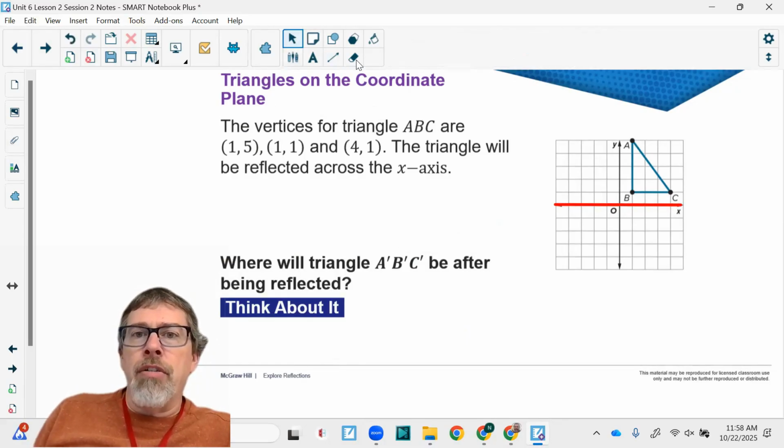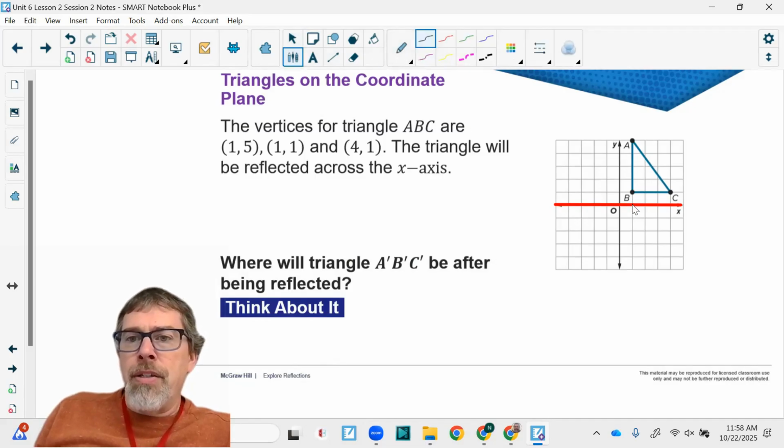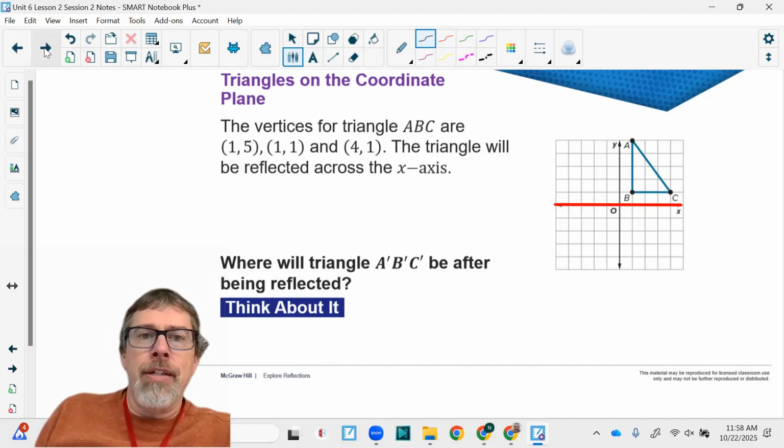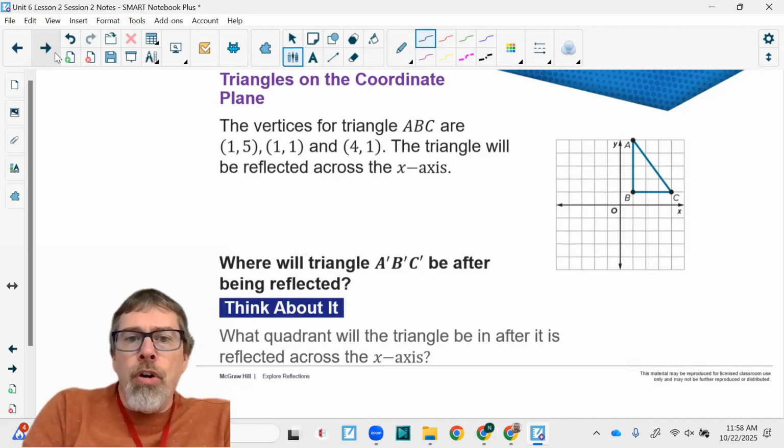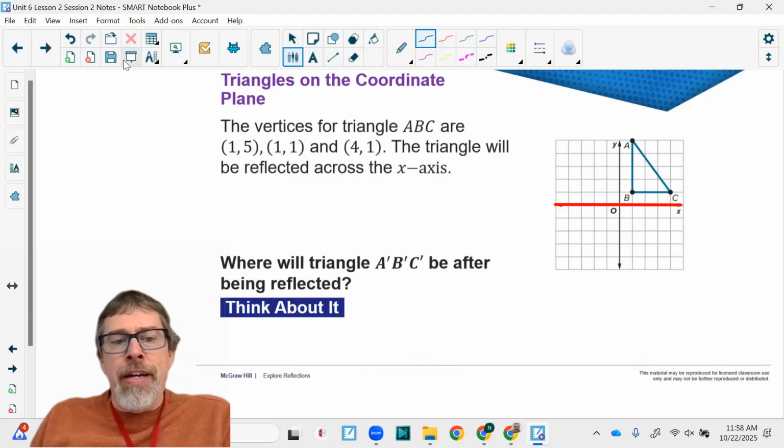When you reflect across any line, the distance the point is on one side is equal to the distance it's going to be on the other. And that's how we're going to do this. So it says, where will triangle A prime, B prime, C prime be after being reflected? Okay, so let's take a look. What quadrants will the triangle be in after it's reflected across the x-axis? So let me go back and get that red line I created.